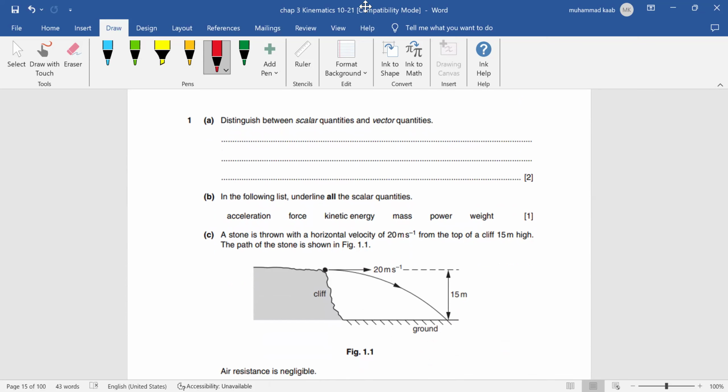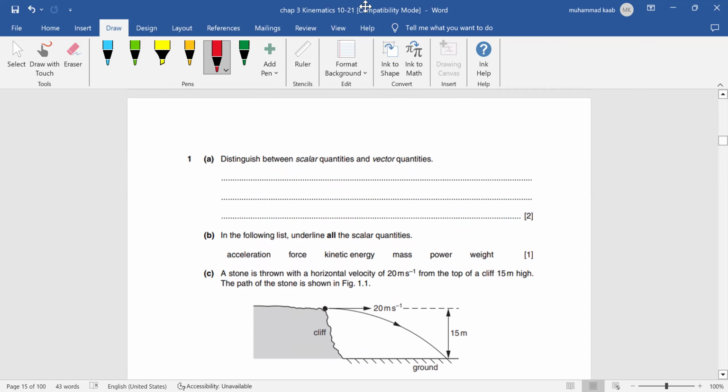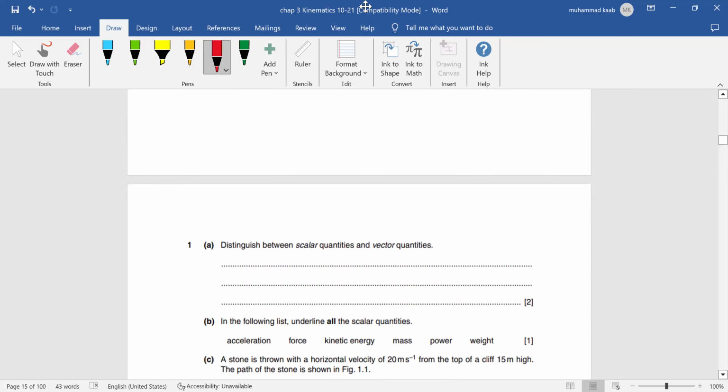Distinguish between scalar quantities and vector quantities. Scalar quantities have only magnitude, and vector quantities have magnitude and direction.